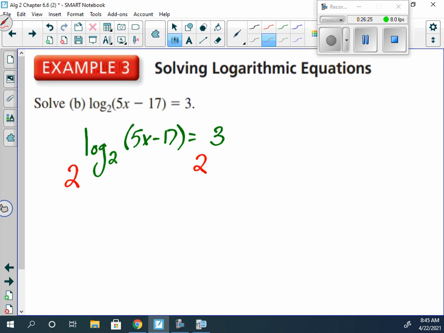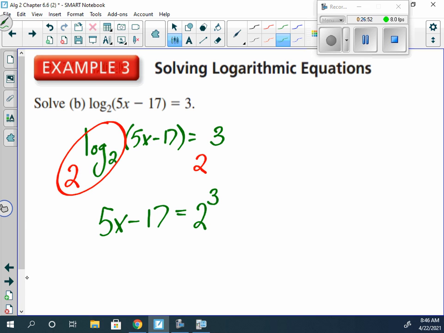So that we get 2 to the log base 2 of 5x minus 17. Because according to our properties of logarithms, 2 to the log base 2 will simplify, leaving us with just 5x minus 17 is equal to 2 to the third.